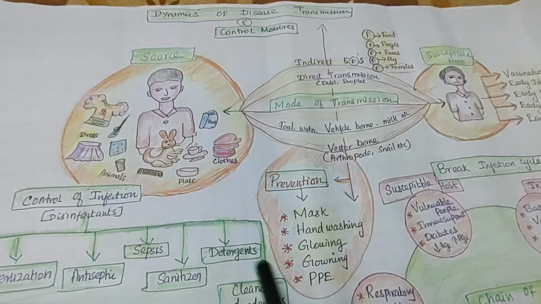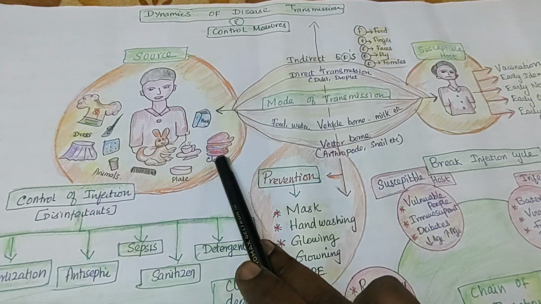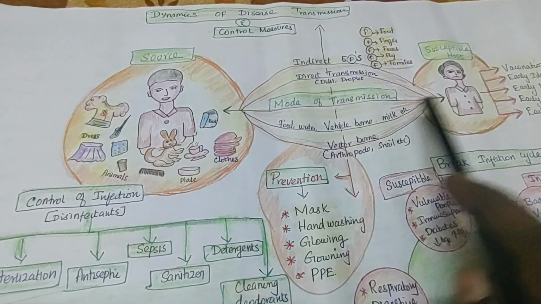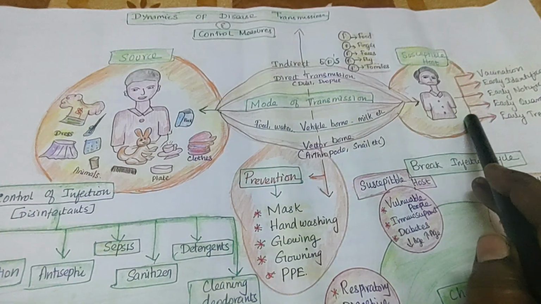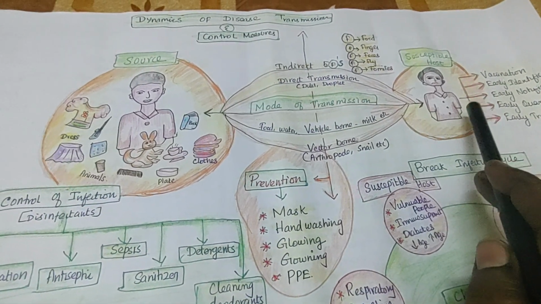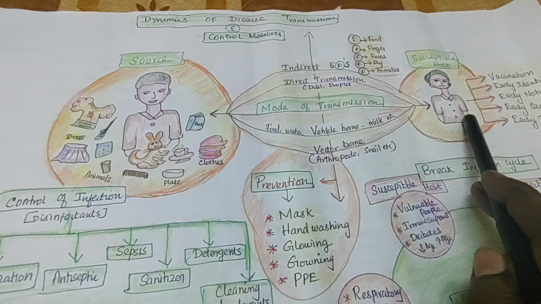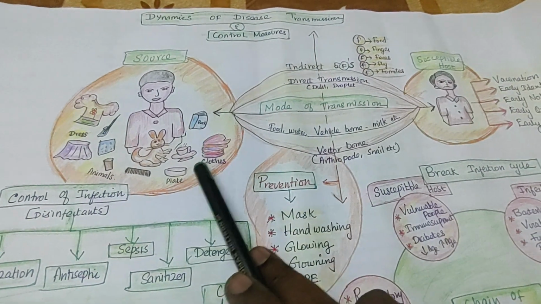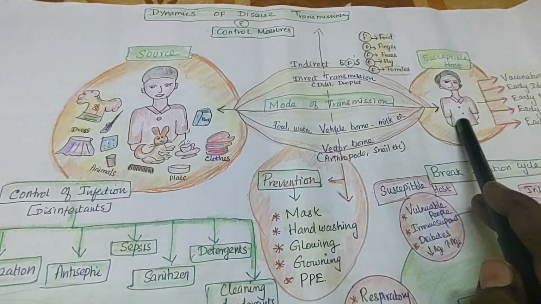Here, first you can see this picture. First is a source or the reservoir, and it will go to the susceptible host. This is a new person who doesn't have the disease. This is the mode of transmission. So, source, mode of transmission, to the new host.